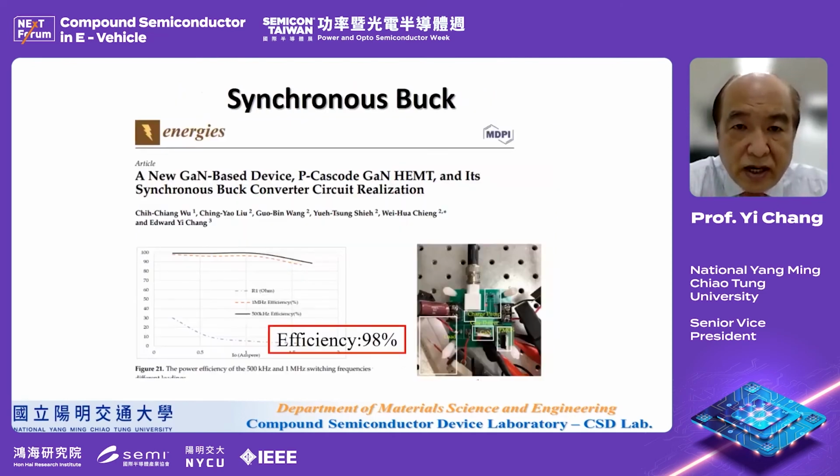So this is an example of a synchronous buck. In this example, we use a P-cascode GaN HEMT to make this synchronous buck converter circuit, and the efficiency is 98%.